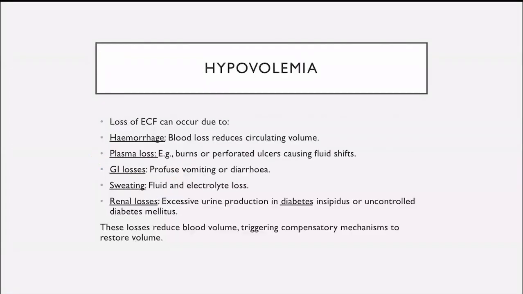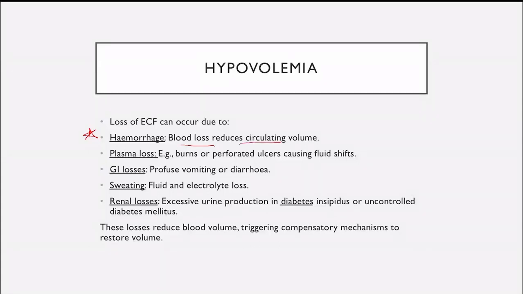Next, we have hypovolemia. Now, when you have hypovolemia, you have a loss of fluid inside of the blood. So your blood pressure drops. And you also have a decrease in the extracellular fluid. This can occur due to, of course, a hemorrhage, which is one of the primary reasons. Blood loss reduces circulating volume.